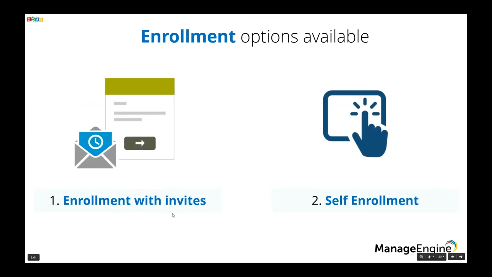One, enrollment with invite. Either you can send an email or SMS invite through which the users can access the link and enter the OTP to register the phone. Second, self-enrollment, where they have a common URL published, and they'll be able to go to that URL through which they can also provide their username and password for registration. These are the two methods available for the devices which are already in use.